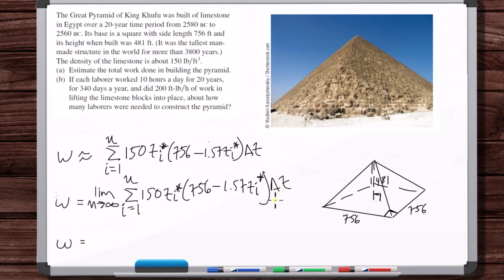Okay, now let's put this in integral notation. This limit as n goes to infinity of the sum becomes the elongated S. We're going from 0 to 481. Now, the Zi star as n goes to infinity doesn't mean anything anymore, so we just put the variable. Delta Z as n goes to infinity gets infinitesimally small, so this is dz. And there we go.